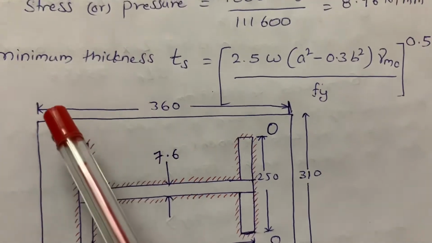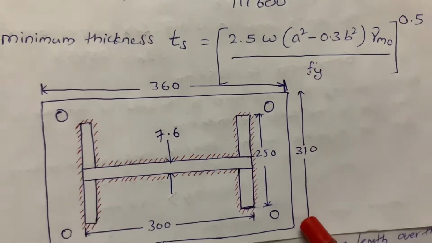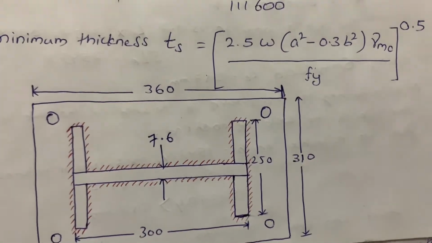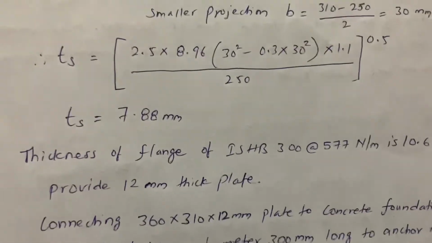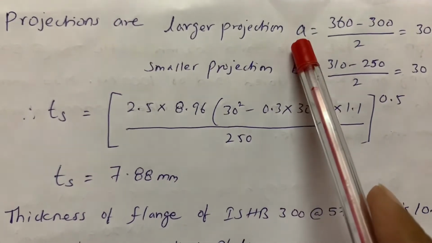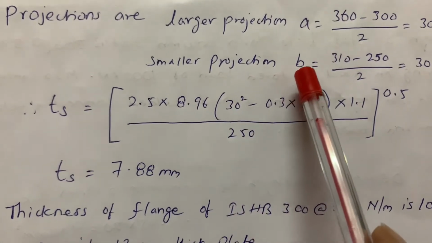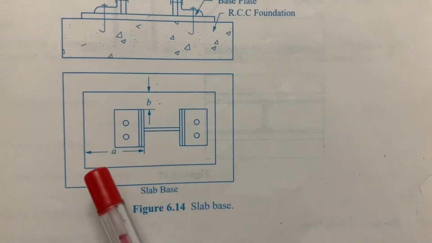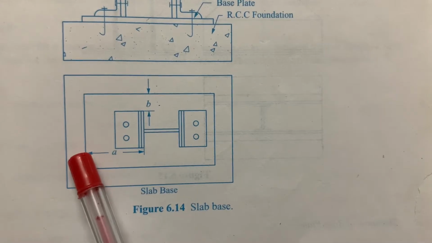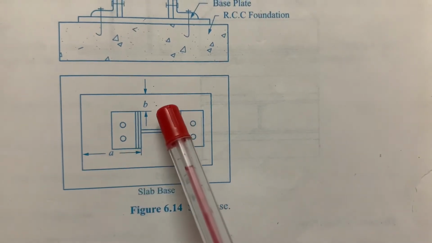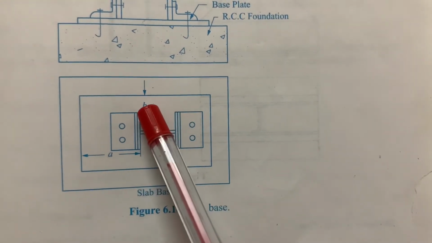So 360 is this side and 310 is this one. Okay, so for this we need to do this welding, with the available length of the welding and bolting. So next, in the formula the projections are: a is nothing but the larger projection and b is nothing but the smaller projection. I'll show you the diagram. So here this is the same slab base. This a is the larger projection from this plate edge to this I section edge, so that is the longer projection, and this shorter projection is from this edge to this outer edge.